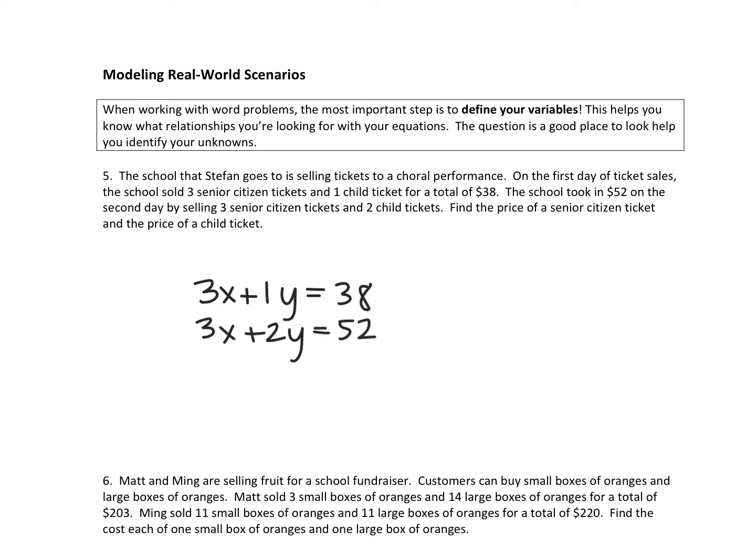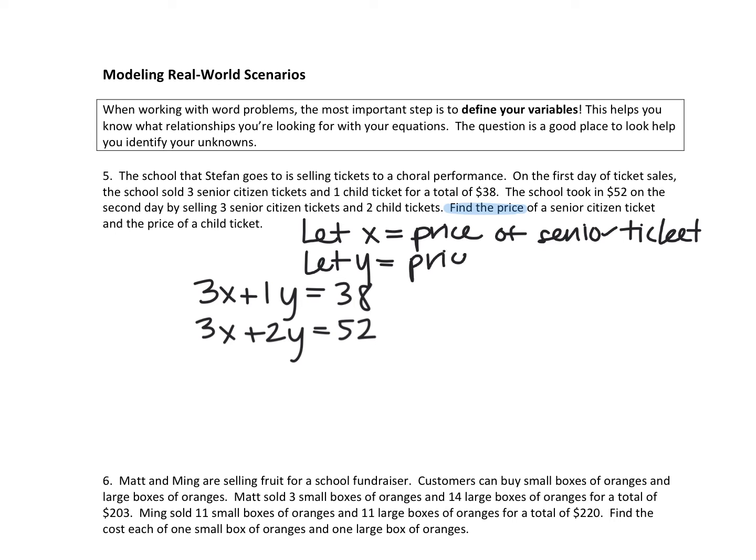Before you get any further, you should define your variables, and this is where you're going to look. It says find the price of a senior citizen ticket and the price of a child ticket. So you have to write this out: let x be equal to the price of a senior ticket, and I do expect to see this if you want full credit. And let y be equal to the price of a child ticket, because there's 2 variables here.